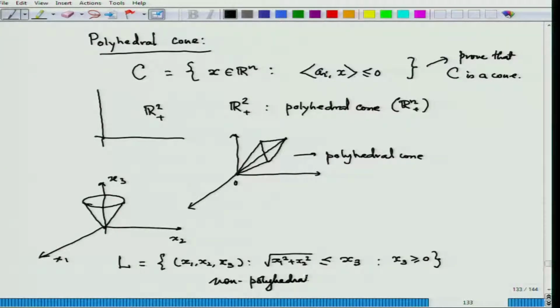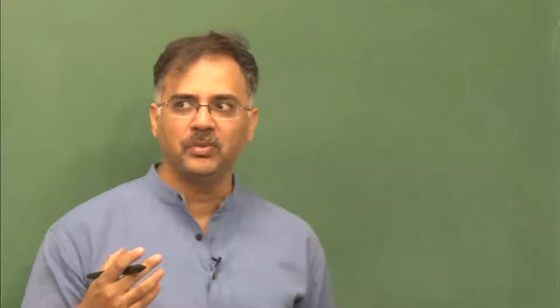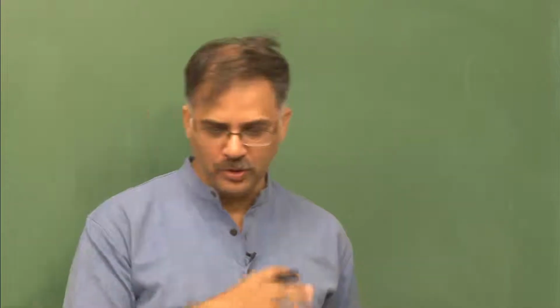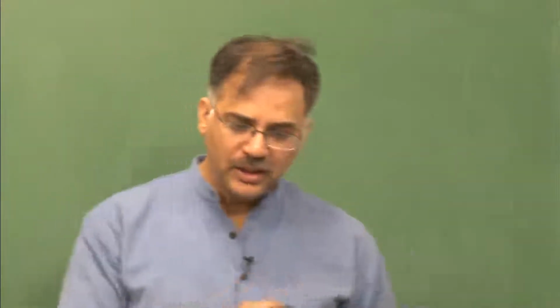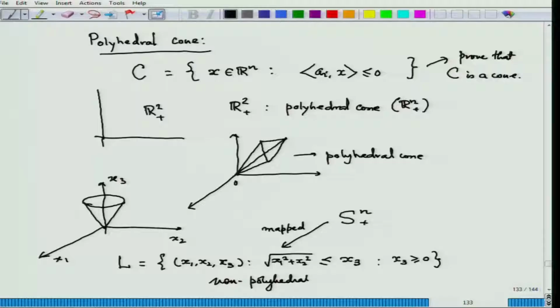In fact, the set of all positive semi-definite matrices Sn plus can be mapped in a natural way to this cone. In that way, many problems which are actually semi-definite programming problems can be posed as second order conic problems, about which we will come in detail later when we study semi-definite programming. So, this is an example of a non polyhedral cone.